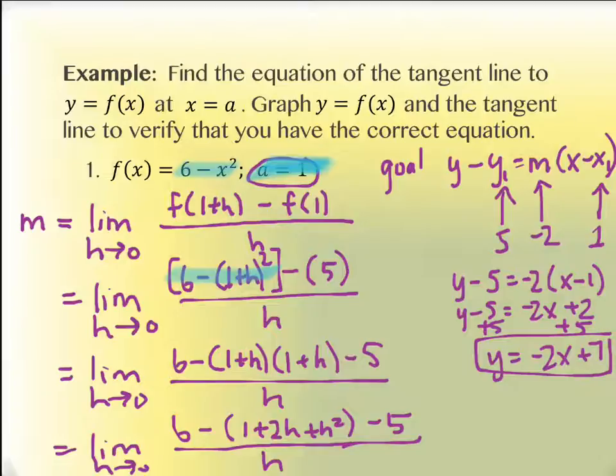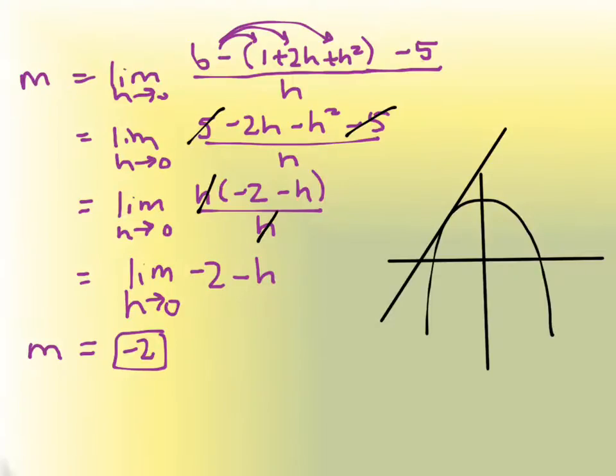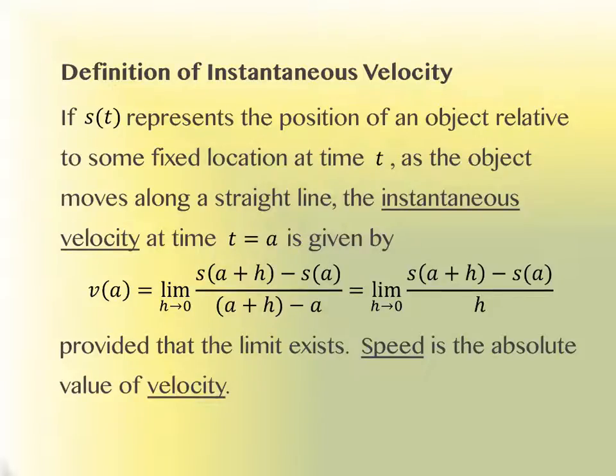All right. Let's take a look at another definition. It looks very similar to the one we just did. This is a definition for instantaneous velocity. If s of t represents the position of an object relative to a fixed location at a time t, and it's moving in a straight line, then instantaneous velocity, which means the velocity right now, not average, not I averaged 30 miles per hour driving from here to there. It's not an average. It's an instantaneous velocity, exactly right now, at the time t equals a, is given by v of a, that stands for velocity.